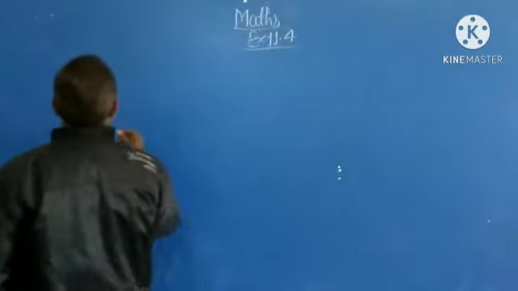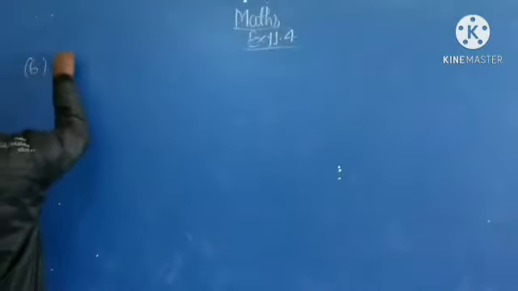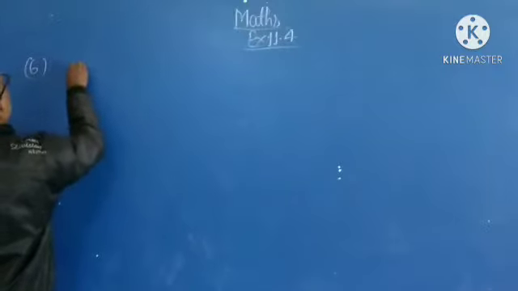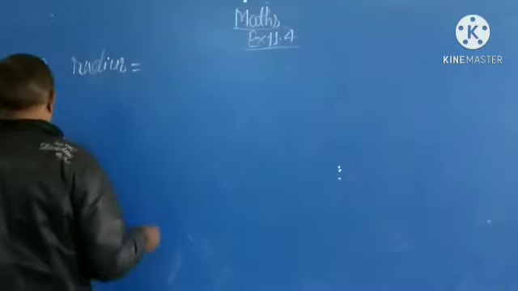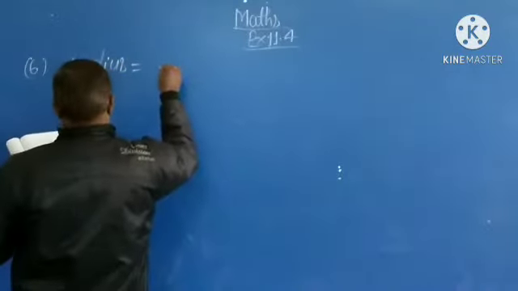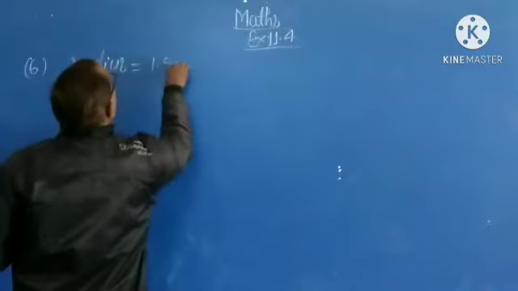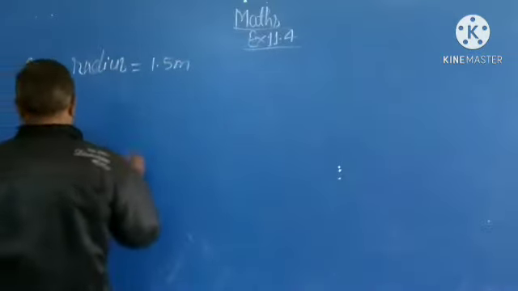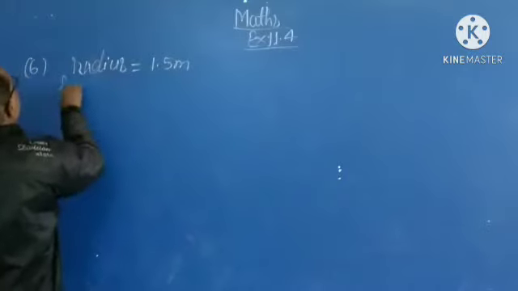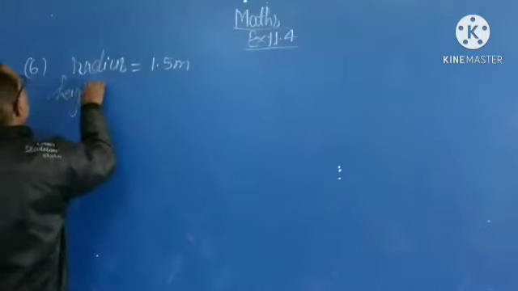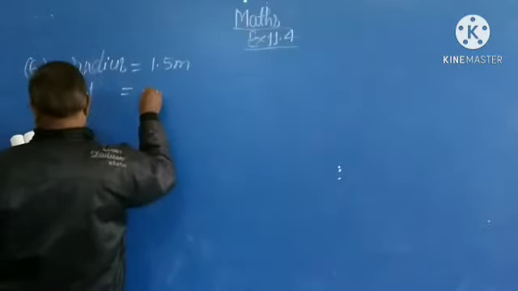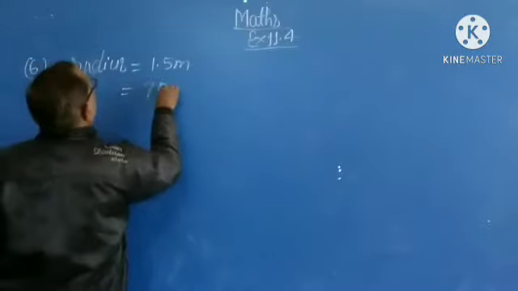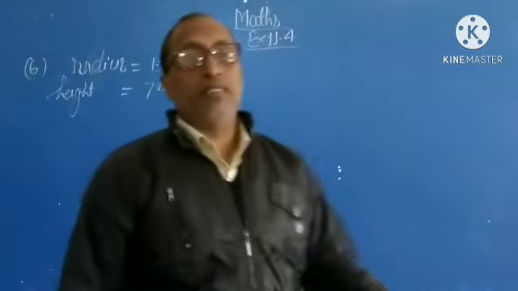When you find the volume of the cylinder in meter cube, you convert that volume into liter by using 1 meter cube is equal to 1 kiloliter and 1 kiloliter is equal to 1000 liter. Okay, just write down radius is equal to 1.5 meter, and height means length of the cylinder, height is equal to 7 meter.